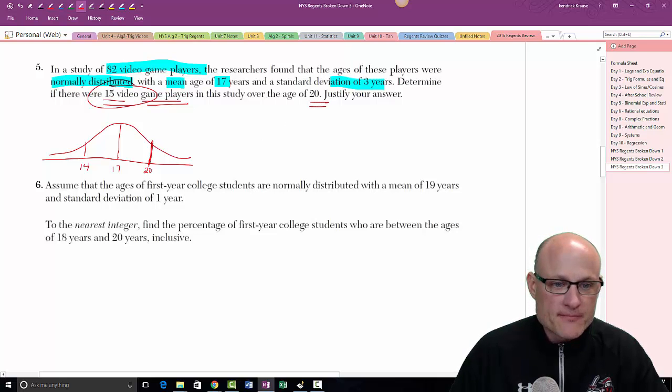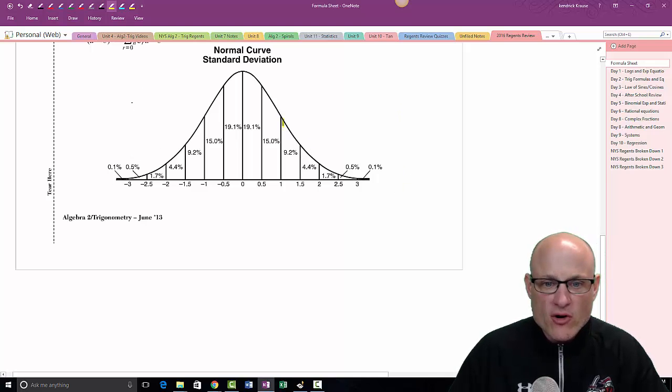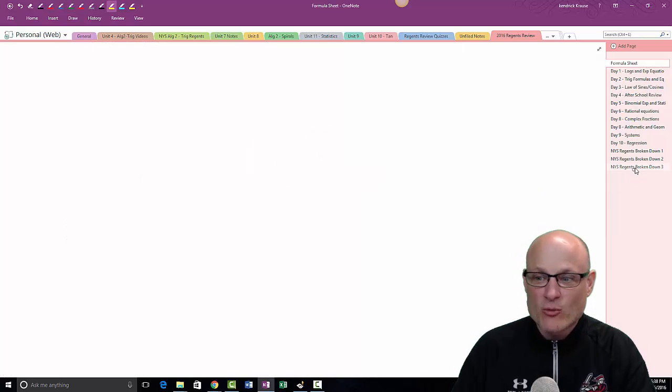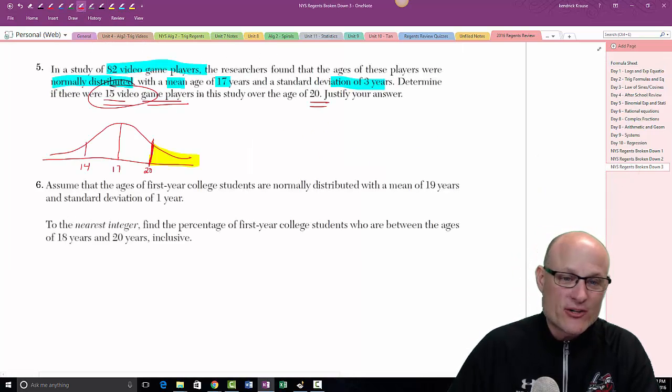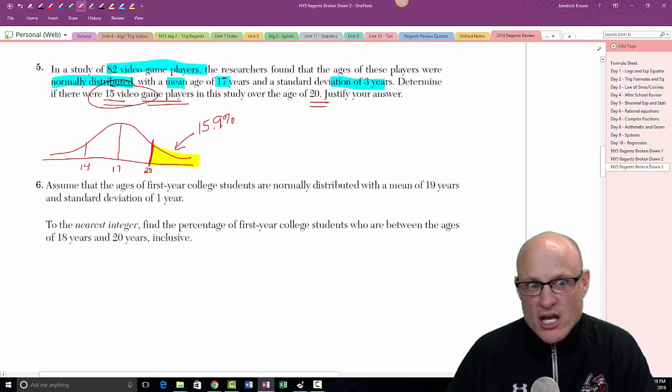So here's 20. And really what I want then is all of this. That's one standard deviation over, and I want all of this. So I'm going to come back over to here, and I say, okay, I want to go one standard deviation up. So that's all of this. And if you add all that up, what you get is 15.9%, which is kind of how they're trying to trick you. It turns out that this is 15.9%. So if you just think, oh, is it 15?